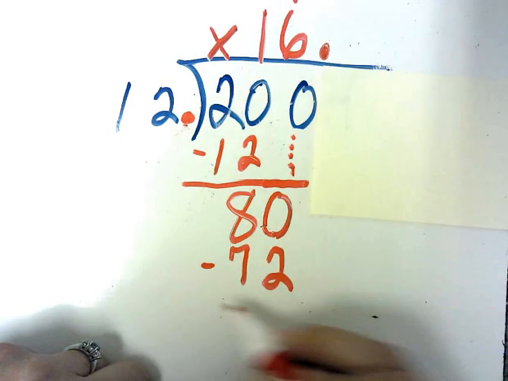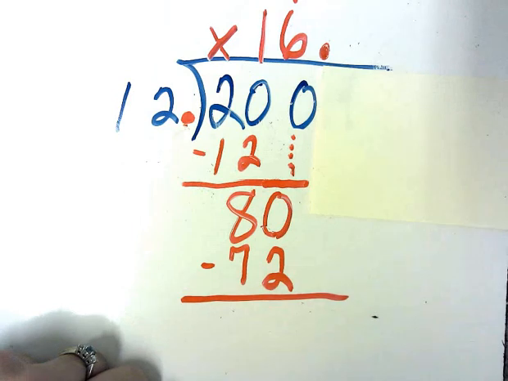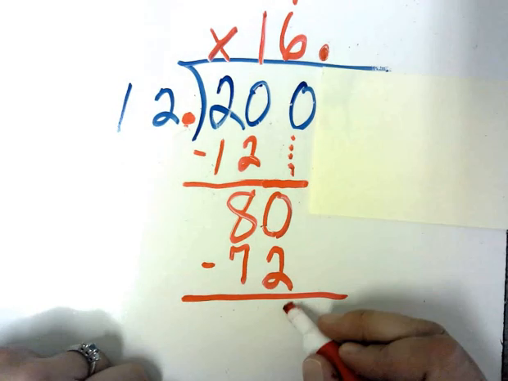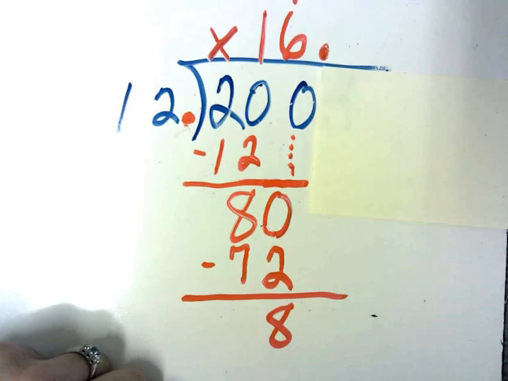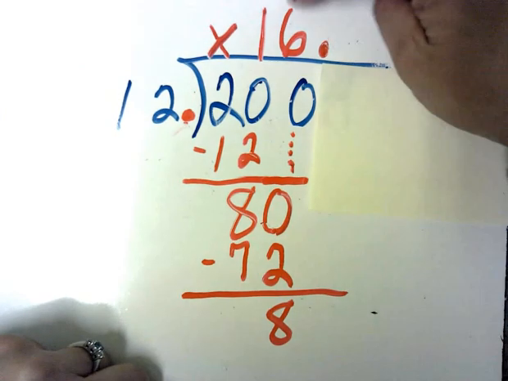Now I check, is 8 less than 12? Absolutely, so I'm good to go. I'm going to uncover the last number, and I'm just going to bring that down. We're almost there. We're very close to being done.